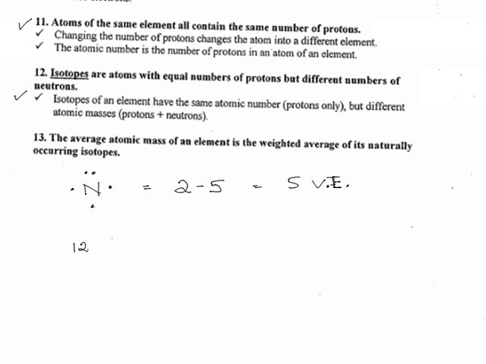Carbon-12 and carbon-14 are isotopes of each other because they have the same atomic number but different atomic mass.